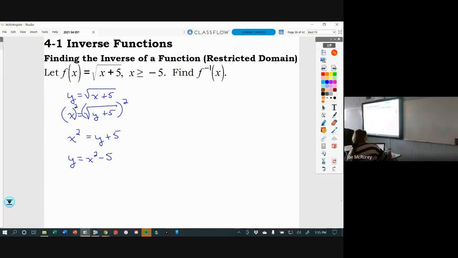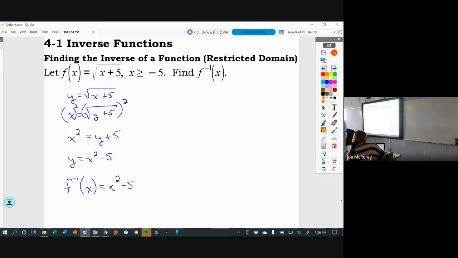Step number 1, swap the x and the y. Step number 2, solve for y. Step number 3, I don't remember. Oh wait, it's f inverse. Our original function says that y is the square root of x plus 5. And now we're saying that y is x squared minus 5. No, it's not. Y is the square root of x plus 5. So this isn't really y. This is really f inverse of x. The inverse of x is x squared minus 5.